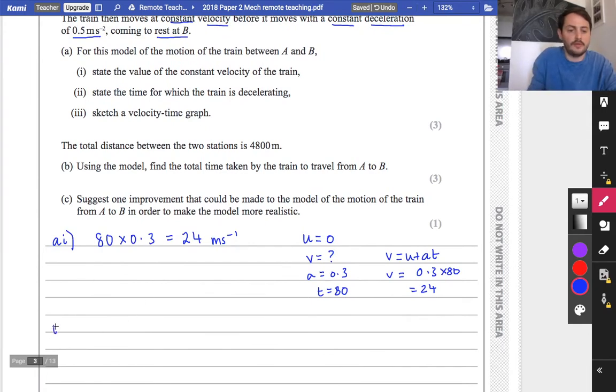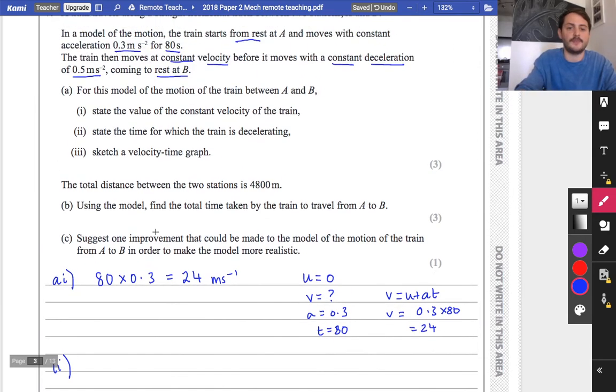Okay, so part 2 of this question wants us to find the time for which the train is decelerating. We now know that it has gone up to 24 meters per second, and then it's going to be decelerating. There are a few different ways you can do this. One, you can do the common sense approach. If it is at 24 meters per second, and every second it is decreasing by 0.5, we want to find out how many 0.5s there are in 24 for it to go all the way to 0. So we can do 24 divided by 0.5, which gives us 48 seconds.